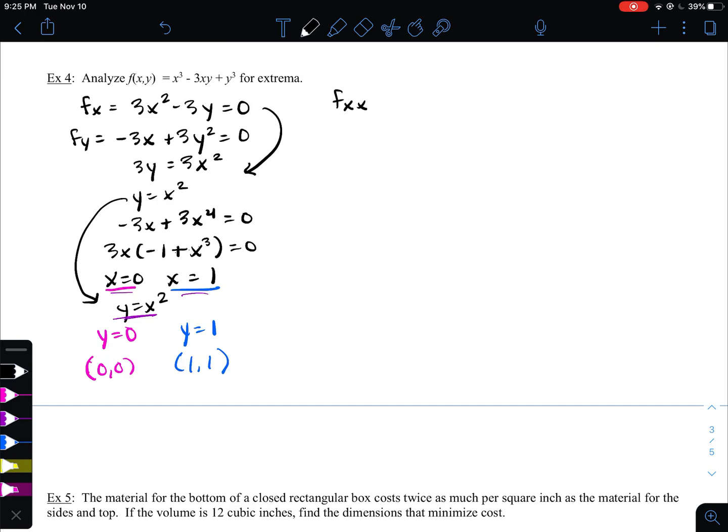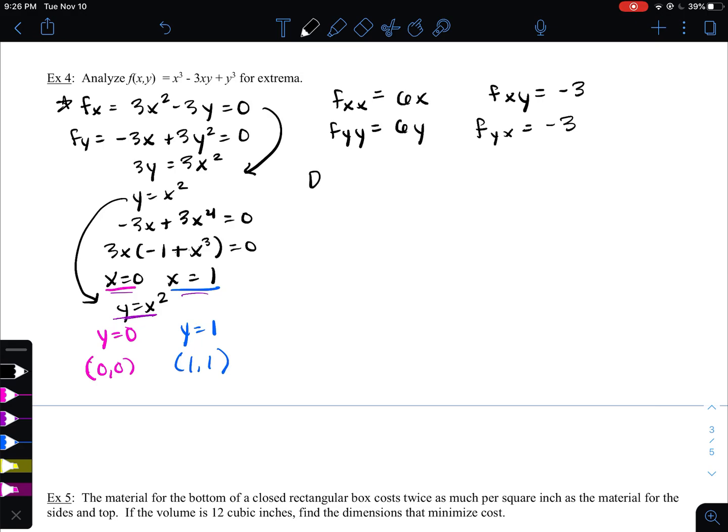Okay, so the second derivative with respect to x is going to be 6x. The second derivative with respect to y, both times, is going to be 6y. The fxy, meaning taking this one and taking the derivative with respect to y now, is going to be negative 3. And fyx, I don't really need it, but just to prove that they're the same, is also negative 3.